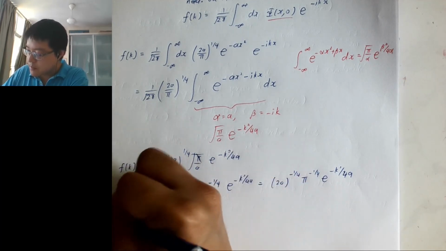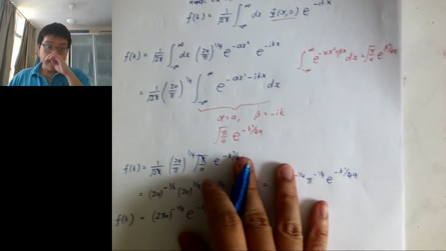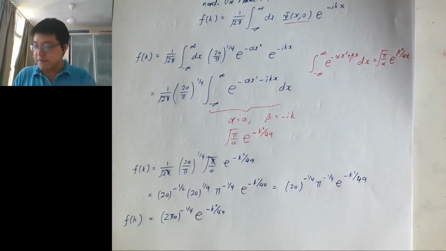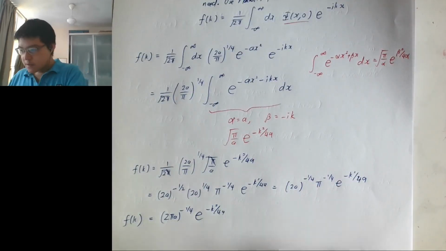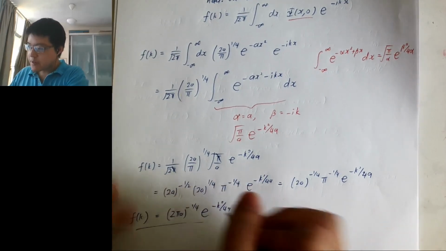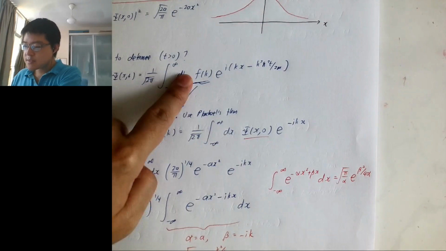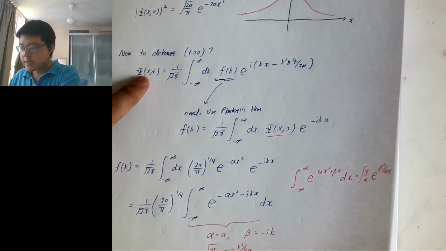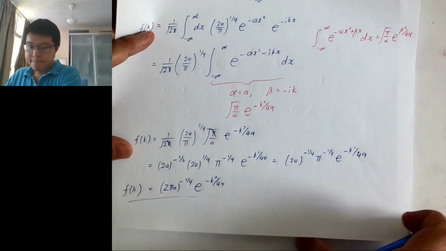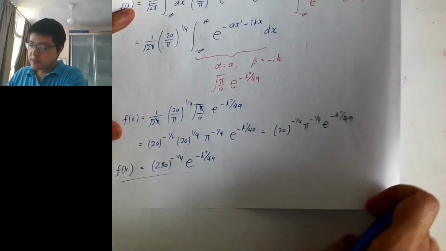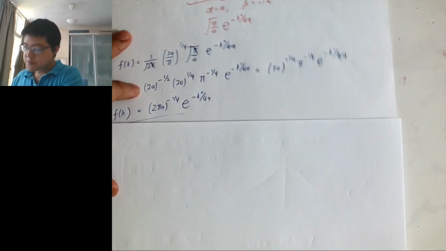So using the Plancherel theorem, I have determined f of k already. So now I know what is my f of k. I got this. So now I know my wave function at the later time t. Right? So what's my wave function at time t?